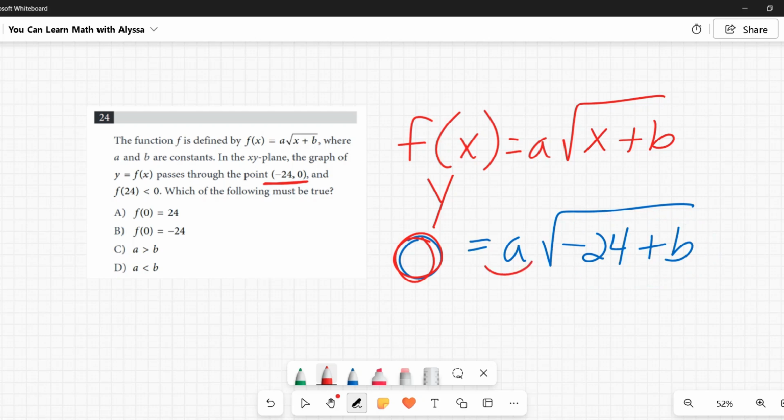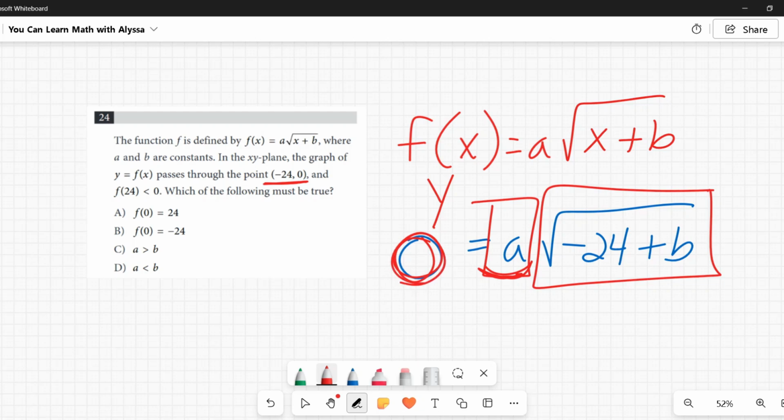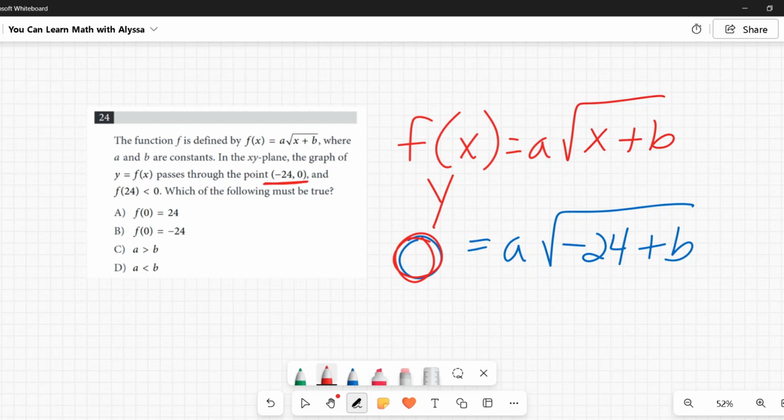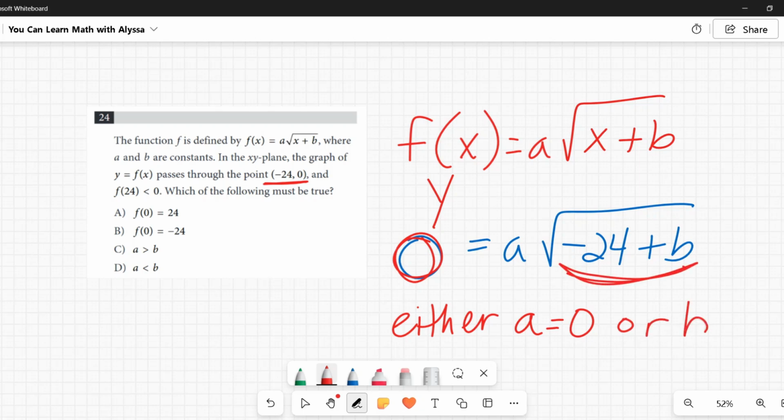But also I have this a out here, so I'm multiplying a times the square root of negative 24 plus b, and I get 0. So to have two things being multiplied together that get 0, one of them must be 0. So there are two possibilities. Either a equals 0, or to make this under here 0, b would have to be a positive 24, because negative 24 plus positive 24 would be 0. So either way, either a is 0 or b is 24.